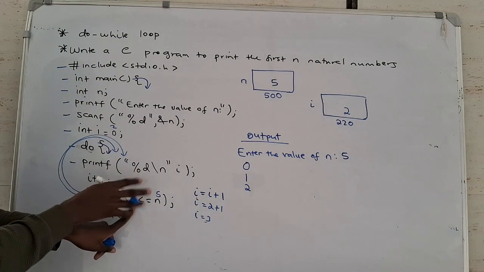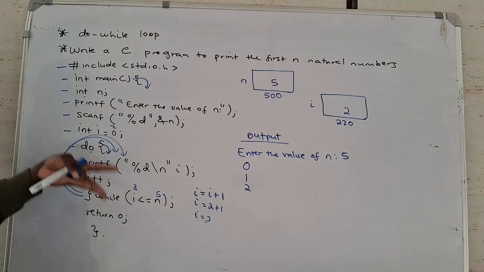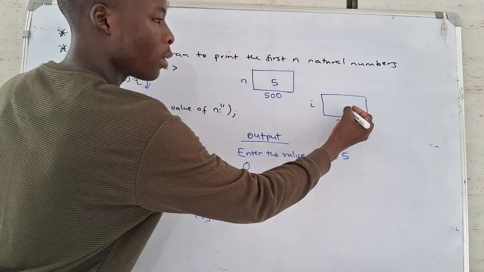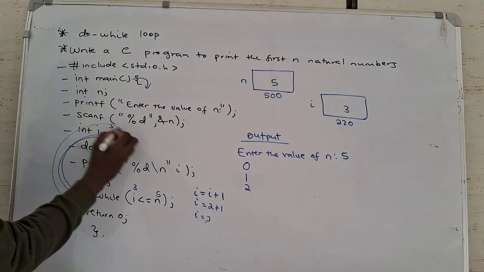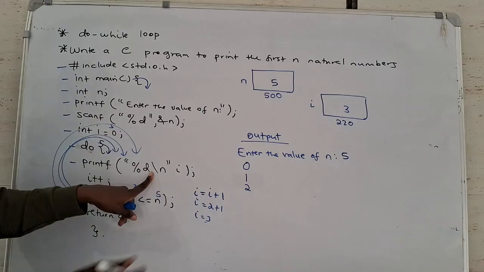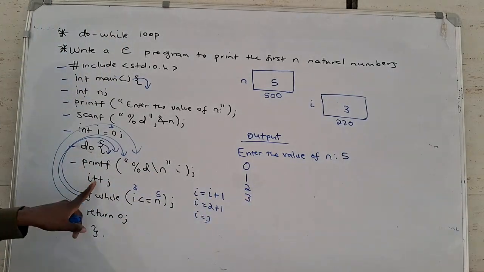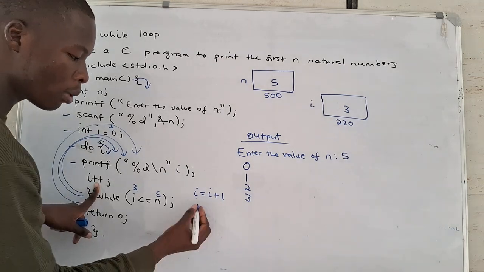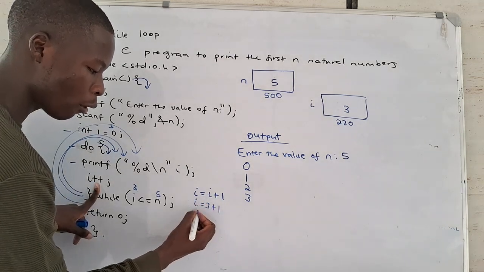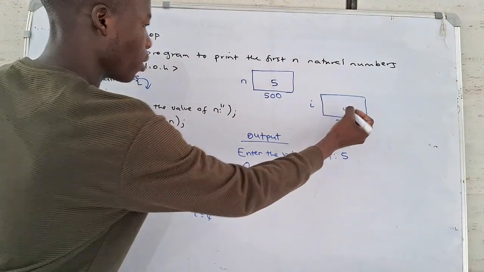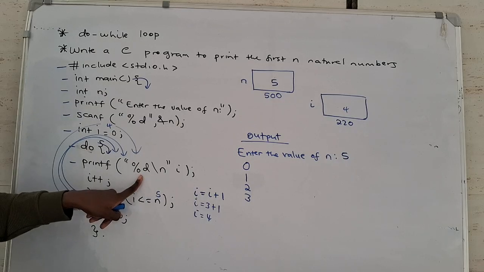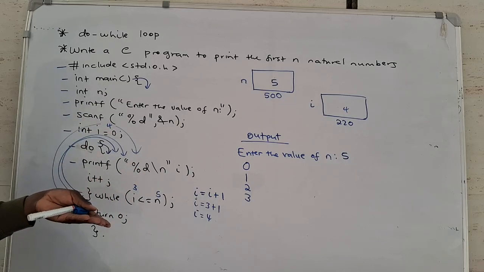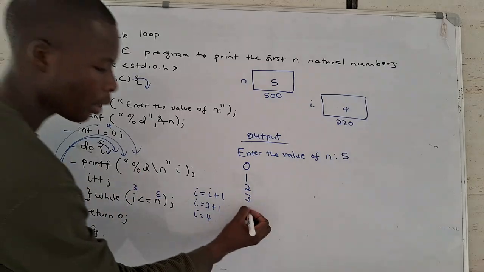It is going to check: 3 is less than or equal to 5. Yes, 3 is less. It will come again, and 3 is going to be printed. After printing this 3, the value of I is incremented from 3 to 4. Now the new value of I is 4. Now 4 is going to be printed.